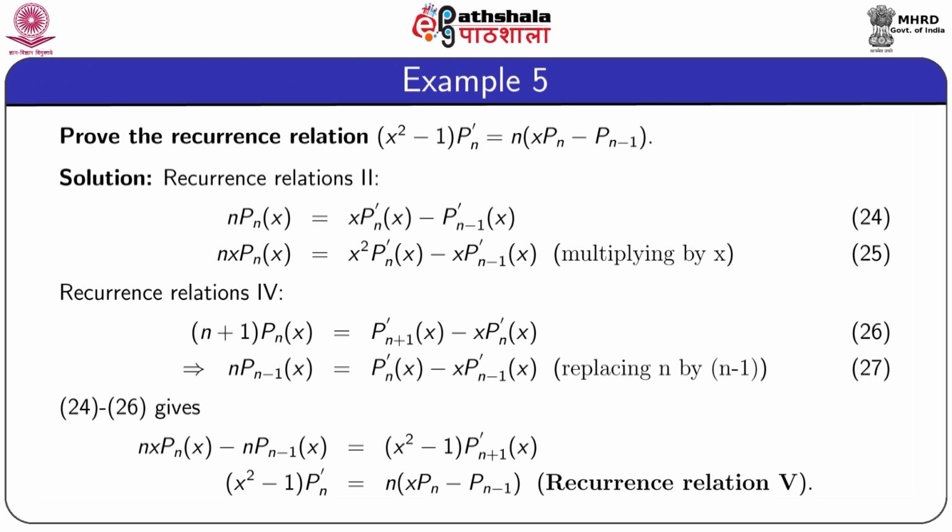We next subtract 26 from equation number 24, and if you do that, you will get n x p n minus n p n minus 1 equal to x square minus 1 p dash n. If you rearrange the terms, we arrive at recurrence relation 5, which is x square minus 1 p dash n is equal to n multiplied by x p n minus p n minus 1.